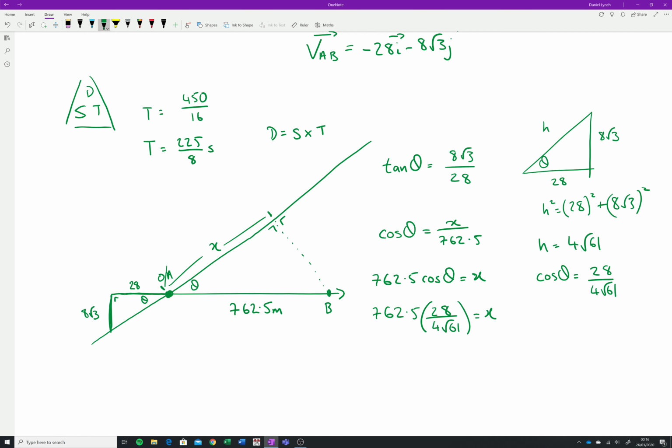So let's do that. Okay, multiply by 762.5. Okay, that doesn't come out as a particularly nice number for me. It just says x is equal to 683.3968466. Okay, so this is what our distance is as we have a little look. That is that particular distance there.